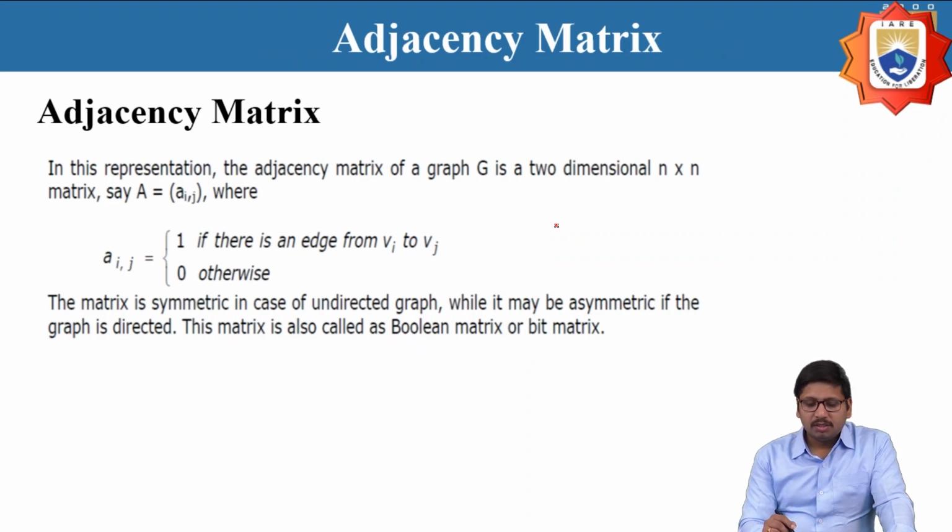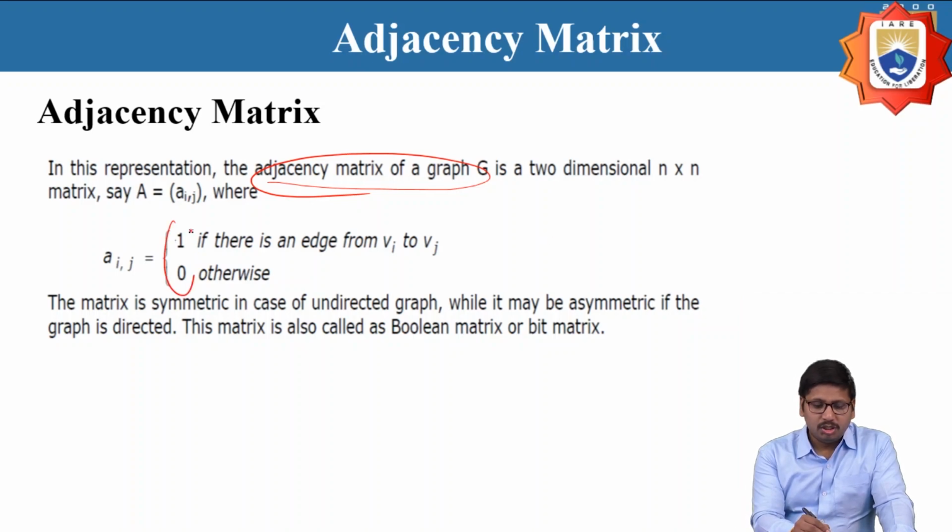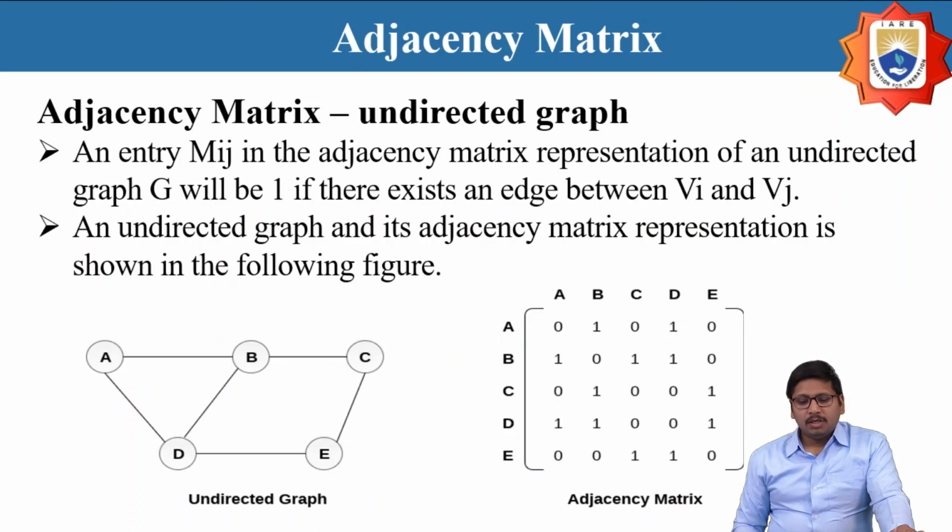So what is the adjacency matrix here? In this representation, the adjacency matrix of the graph should be two-dimensional. This matrix is going to be filled with values of ones and zeros: 1 if there is an edge from Vi to Vj, otherwise it should be 0. So the matrix is going to be symmetric in case of an undirected graph, while it may be asymmetric if the graph is going to be directed. So the adjacency matrix can be represented for an undirected graph and a directed graph.